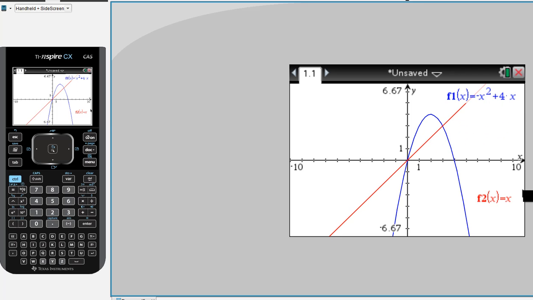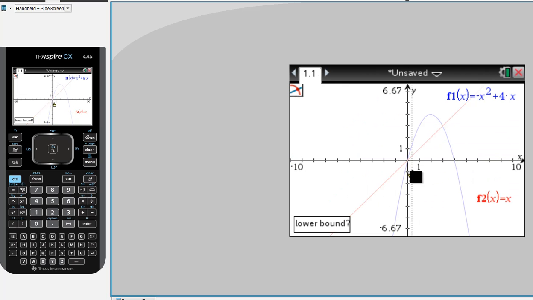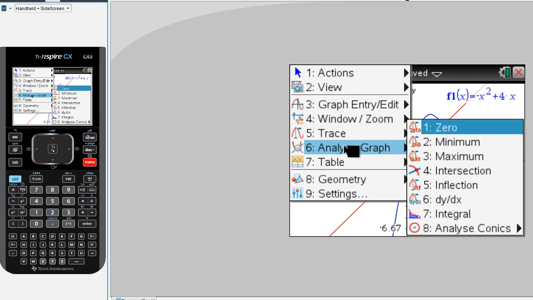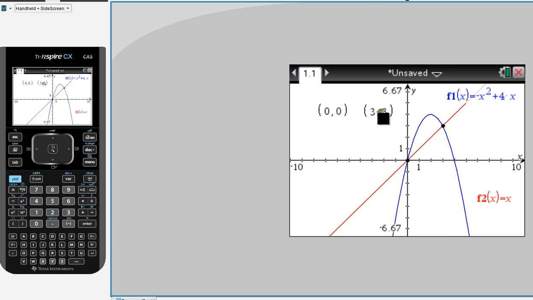How do we do that? Well, first of all, we have to find out where they cross, where they intersect. So here we suspect that it's the origin 0, 0, but we don't know the coordinates for this one. So how could we do it? Well, in the graph mode, we can, for example, analyze graph and find intersection, left limit, right limit. That's 1 point. Okay, let's put it here. Let's do that again to find the other intersection, 3, 3.